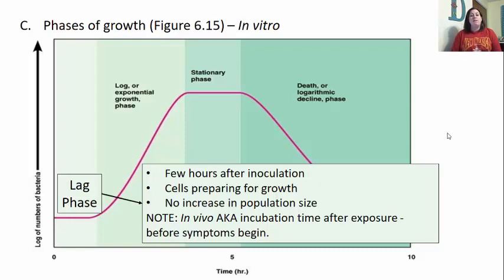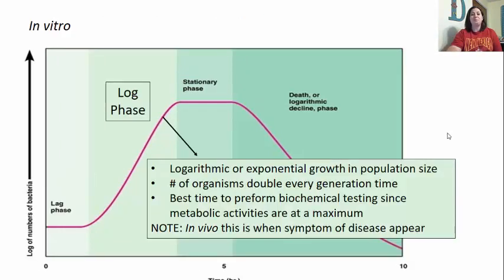Now in vivo, like inside of a host, this is also known as the incubation period or the time after exposure. This is before symptoms will begin. So a lot of times we'd say the person is asymptomatic at this point. Then we move into the second phase. This is known as the log phase. This is where we actually have logarithmic or exponential growth.